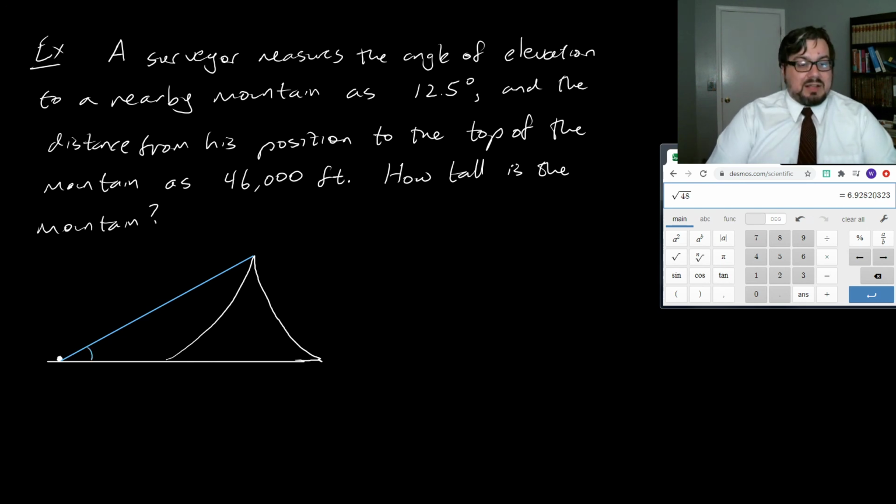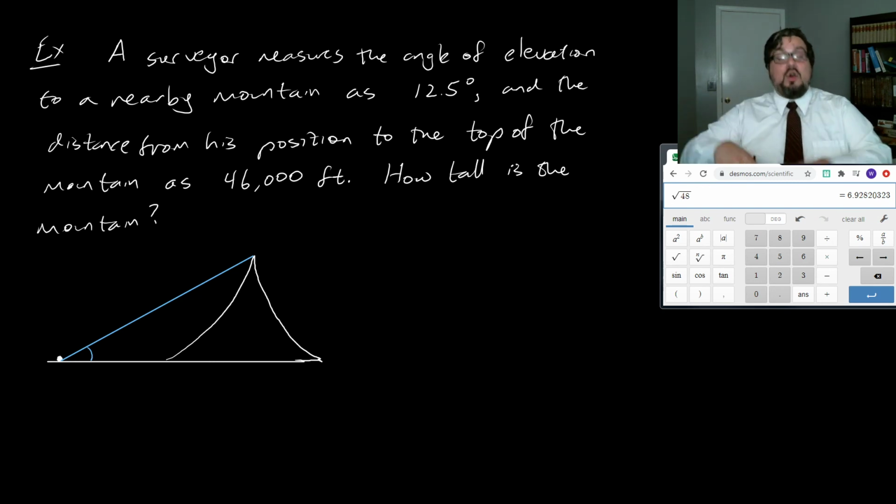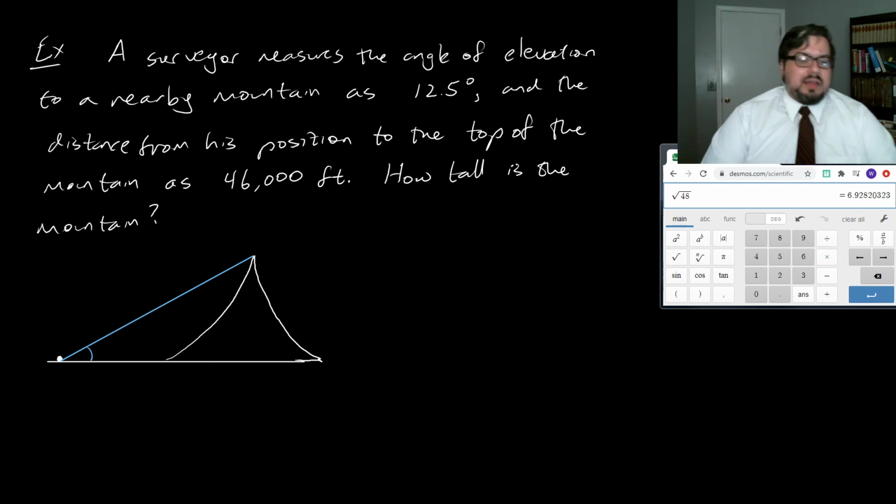He's measuring the angle of elevation, which is how far above the horizontal you have to look to get at something. So you can talk about angles of elevation or angles of depression, which go down. And he's measured this angle as 12.5 degrees. Furthermore, he's measured the distance from his location to the top of the mountain as 46,000 feet. And now he's asking, how tall is the mountain? In other words, what is this distance?